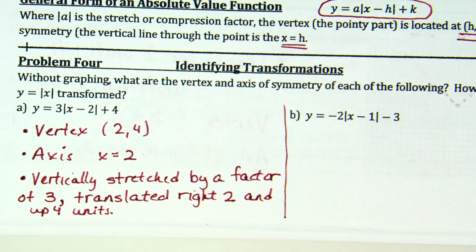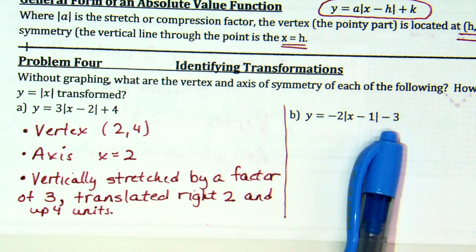Minus 1. When it's in the absolute value or in the parentheses with x, it's left or right, opposite the sign. So -1 tells me to go right 1. What else do you see? The -3, the number added or subtracted outside, is up or down, direction of the sign, so that's going to be down 3. There's one thing we haven't addressed here.